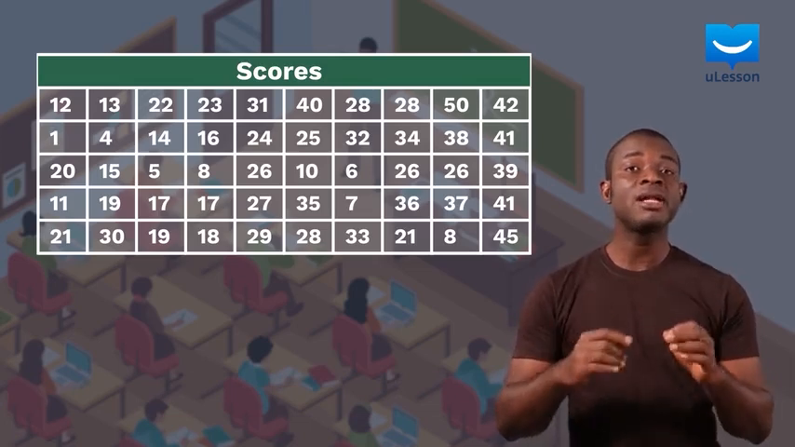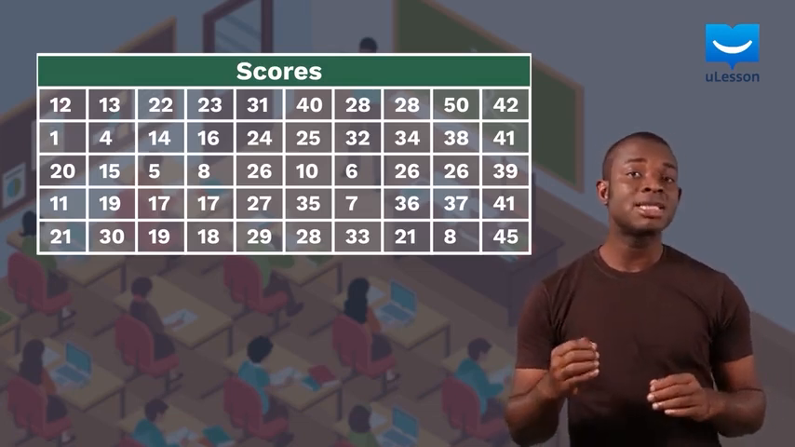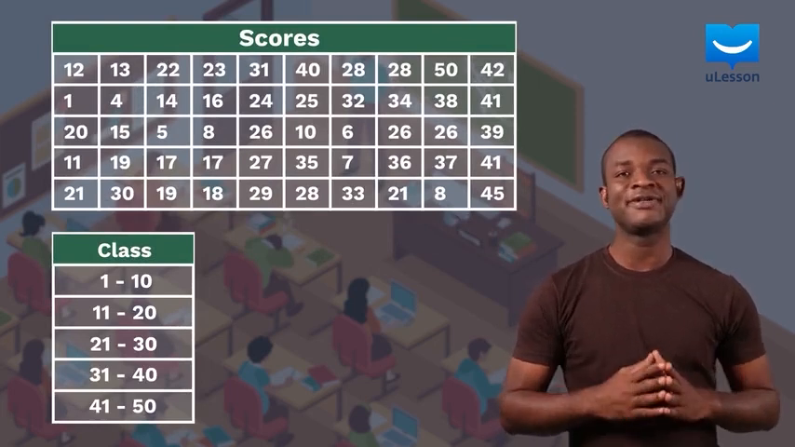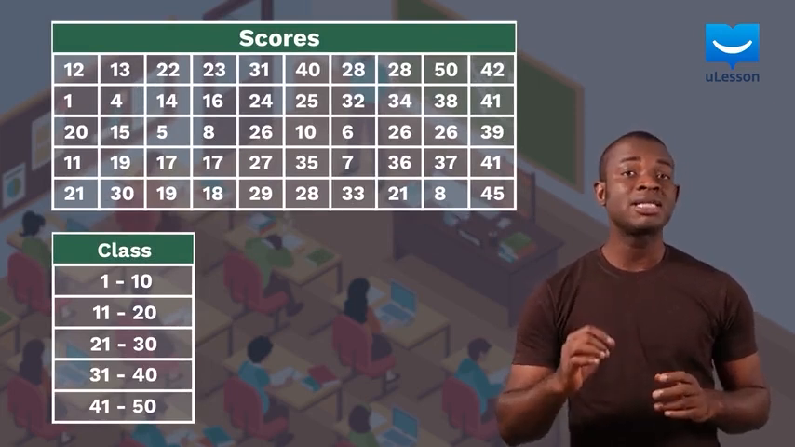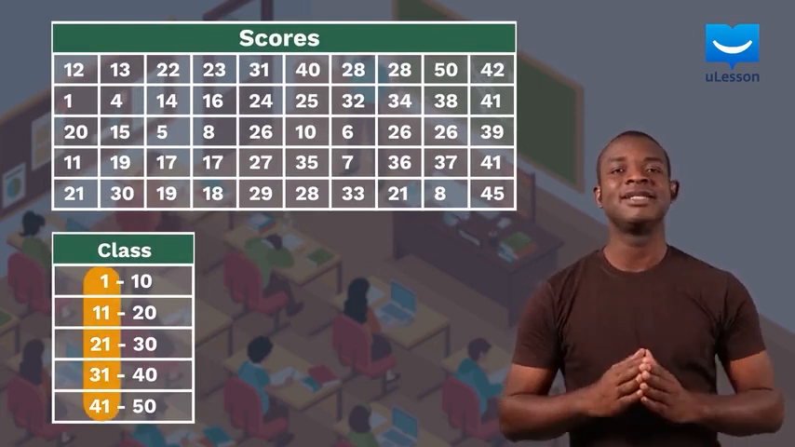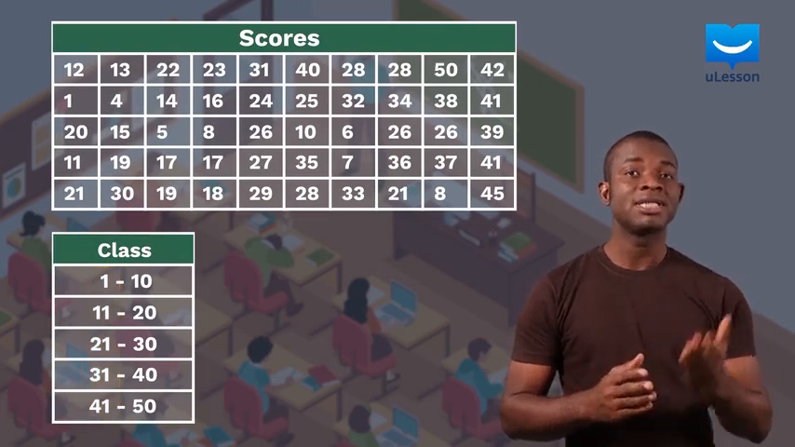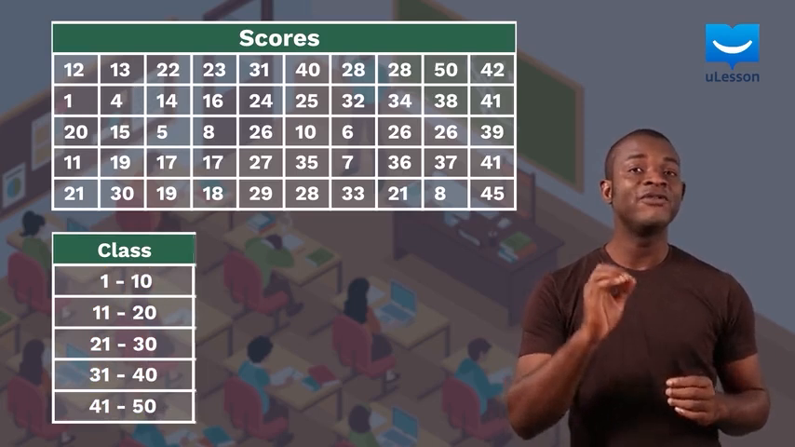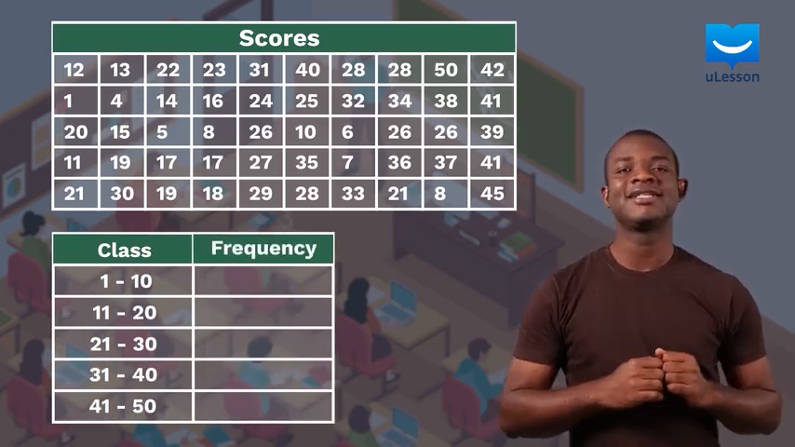We can conveniently group the scores from Mr. Akpan's class in intervals of 10 from 1 to 50, since nobody scored 0. The lower class limits are highlighted as you can see. The upper class limits are these ones highlighted now. Let's go ahead to find the frequencies of the various classes.